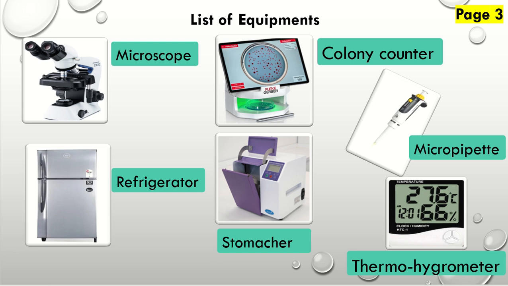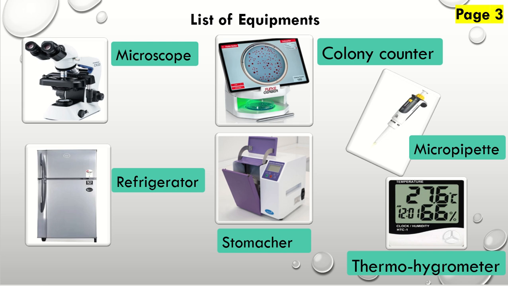Stomacher. This one is a requirement. Somewhere we call it a blender, but the stomacher is also required for making homogeneous mixtures of our samples. After weighing the samples in our sterile bag, we simply place it in the stomacher so that uniform mixtures will be obtained for our testing.